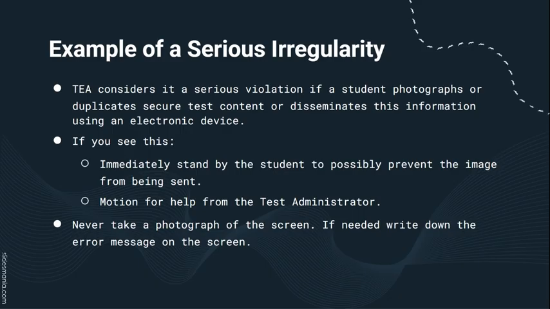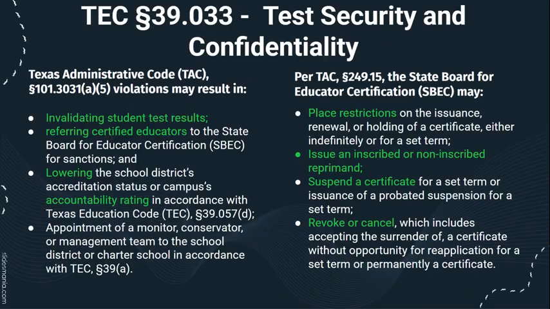Examples of a serious irregularity. TEA considers it a serious violation if a student photographs or duplicates secure test content and disseminates this information using an electronic device.